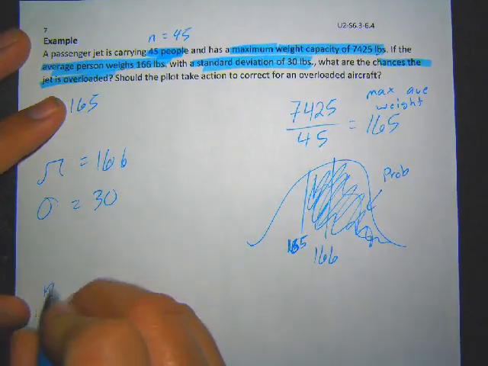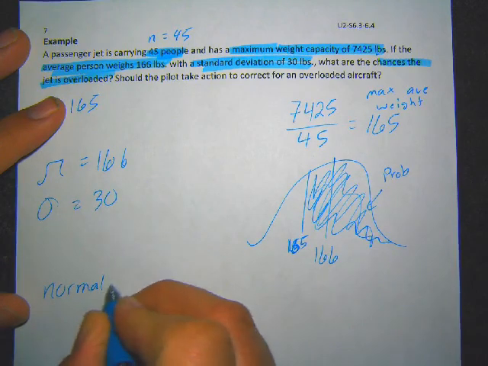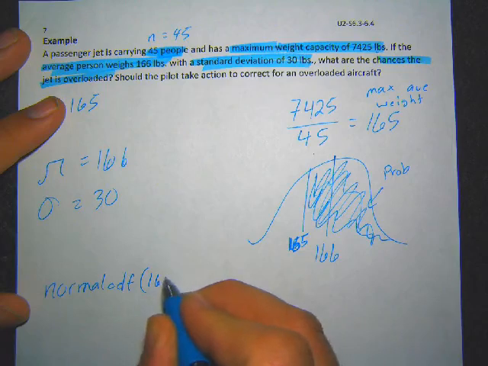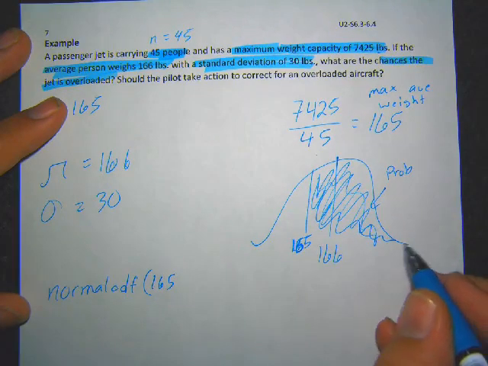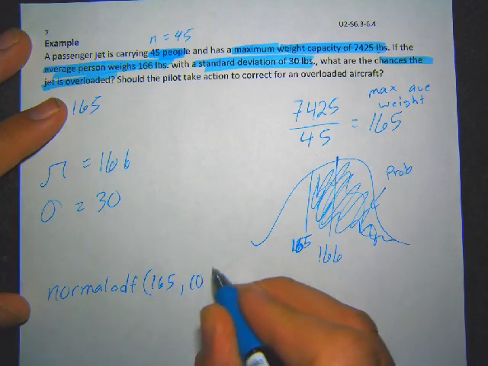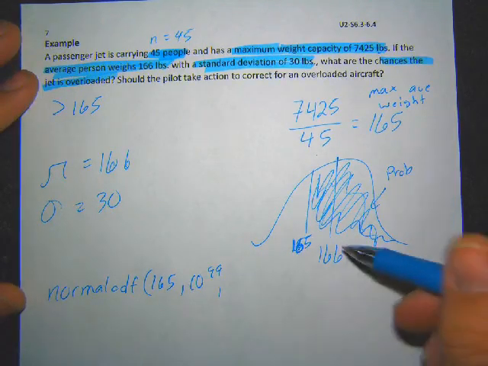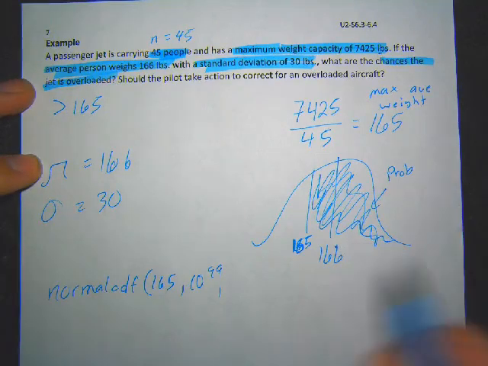So we're going to do a normal CDF, where the lower limit's going to be 165. The upper limit's going to be, well, anything above 165 counts. So we'll do the 10 to the 99th positive because we're going up. The mean, well, the average weight we know for this is actually 166, right? 166.